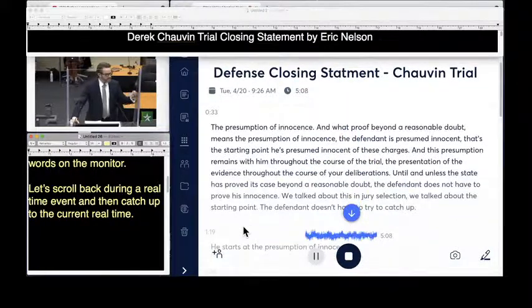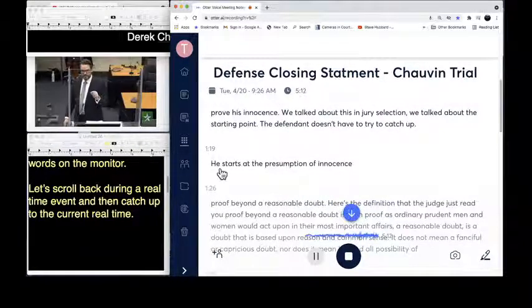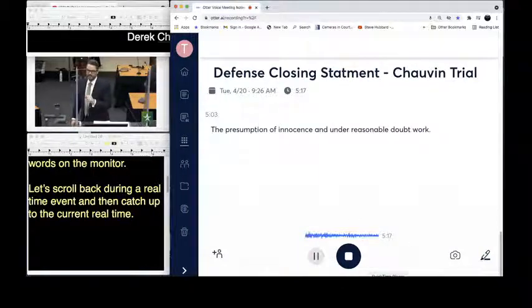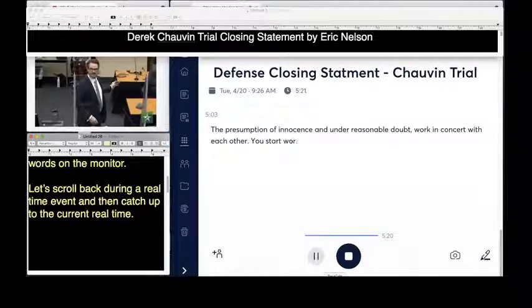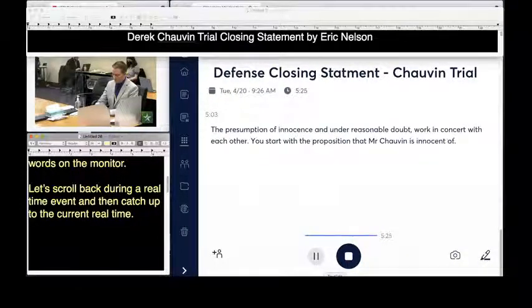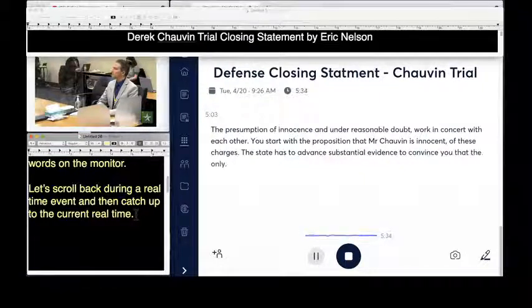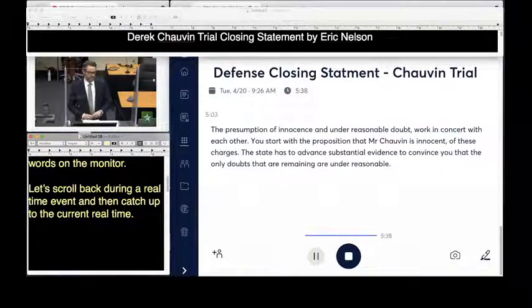So these two standards, the presumption of innocence and proof beyond a reasonable doubt, work in concert with each other. You start with the proposition that Mr. Chauvin is innocent of these charges. The state has to advance substantial evidence to convince you that the only doubts that are remaining are unreasonable doubts.